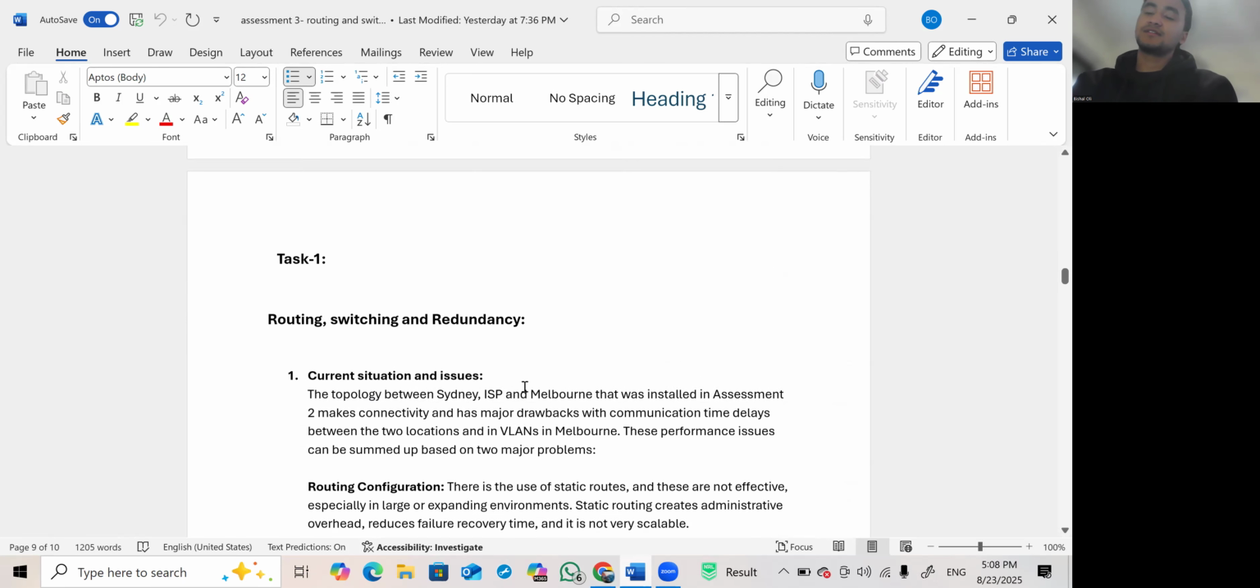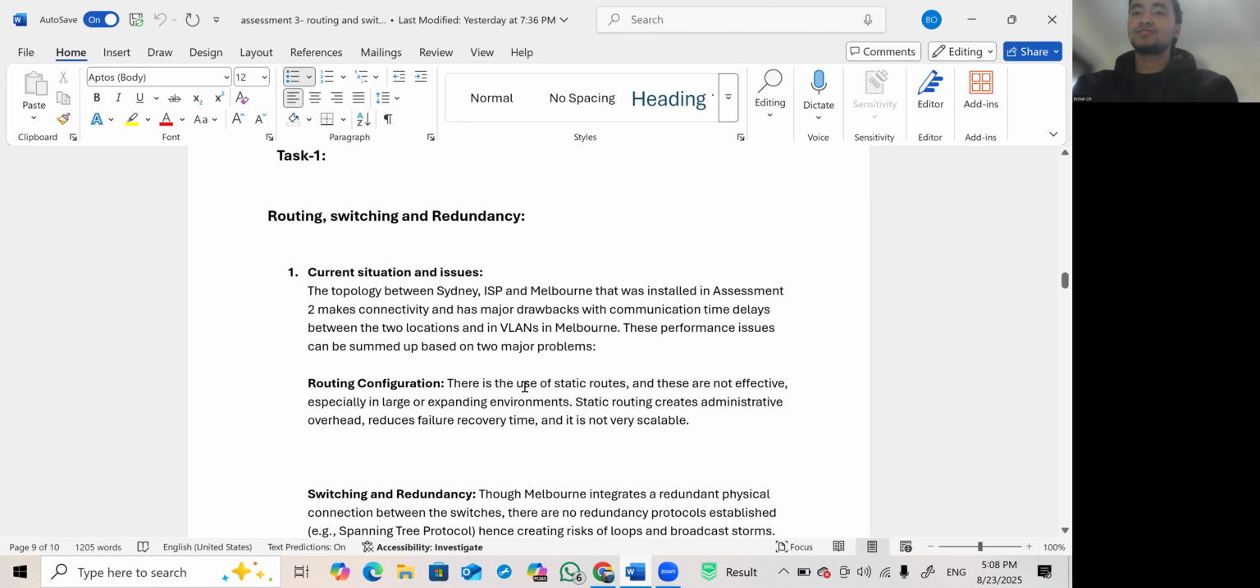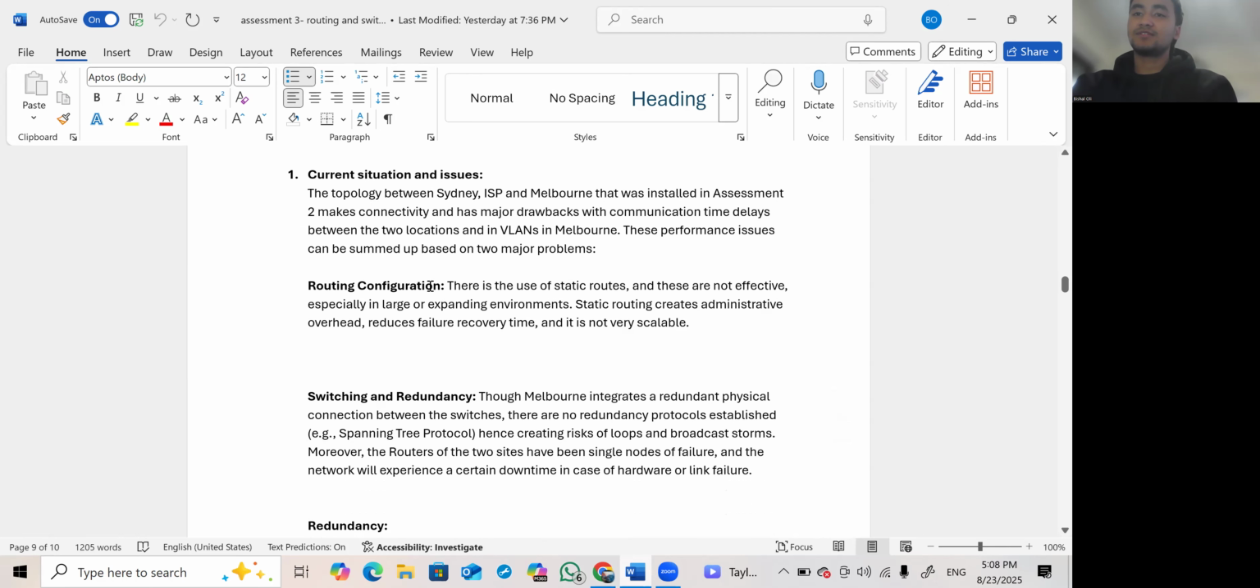I'm going to start with routing, switching and redundancy. First, I'm going to talk about the current situation and the issues the company is facing on that topology. The topology between the Sydney, ISP, and Melbourne routers was installed in assessment two, makes connectivity, and has major drawbacks. One of the major drawbacks was the routing configuration. In assessment two, we configured static routes. These are not effective, especially in larger, expanding environments. So we're going to introduce OSPF.